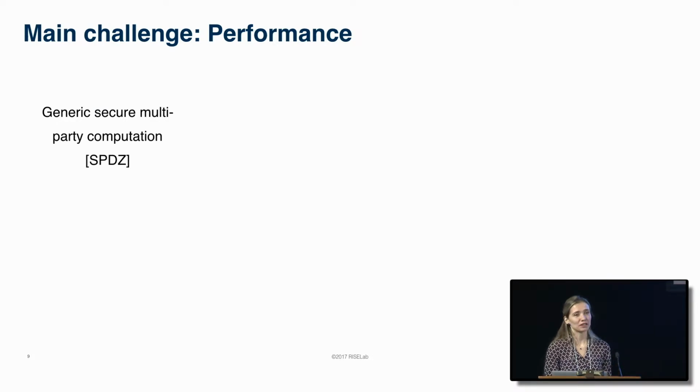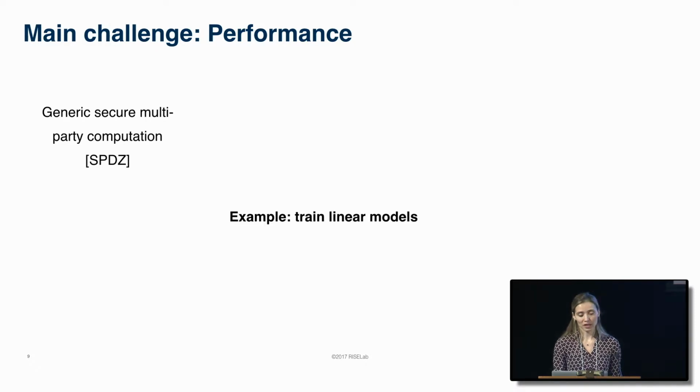Obviously the main challenge there is performance. For example, there are platforms out there that can compute any function with secure multi-party computation. In particular, you can train any model using them, but it would be very slow. For example, if you train a linear model on, I would say, a medium-sized data set, it took us 3 months. I mean, estimated, because the machine runs out of memory.